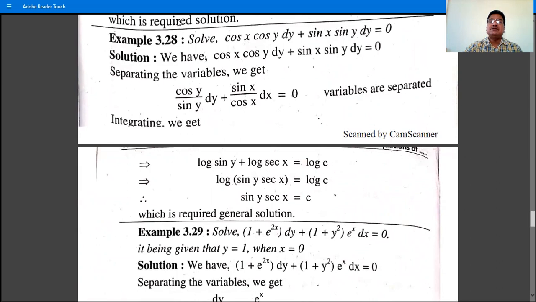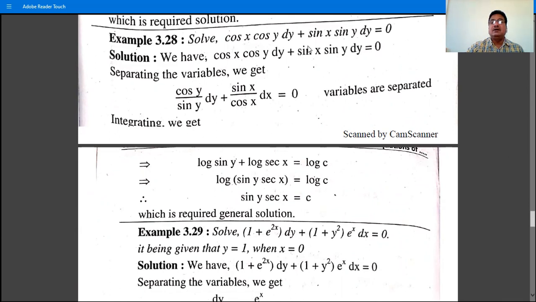Then next example, solve cos x cos y dy plus sin x sin y dy is equal to 0. Now we have to separate the variables. So dividing by sin y cos y, what we have is cos y divided by sin y, divided by cos x into cos y, cos x into sin y, divided by cos x into sin y.